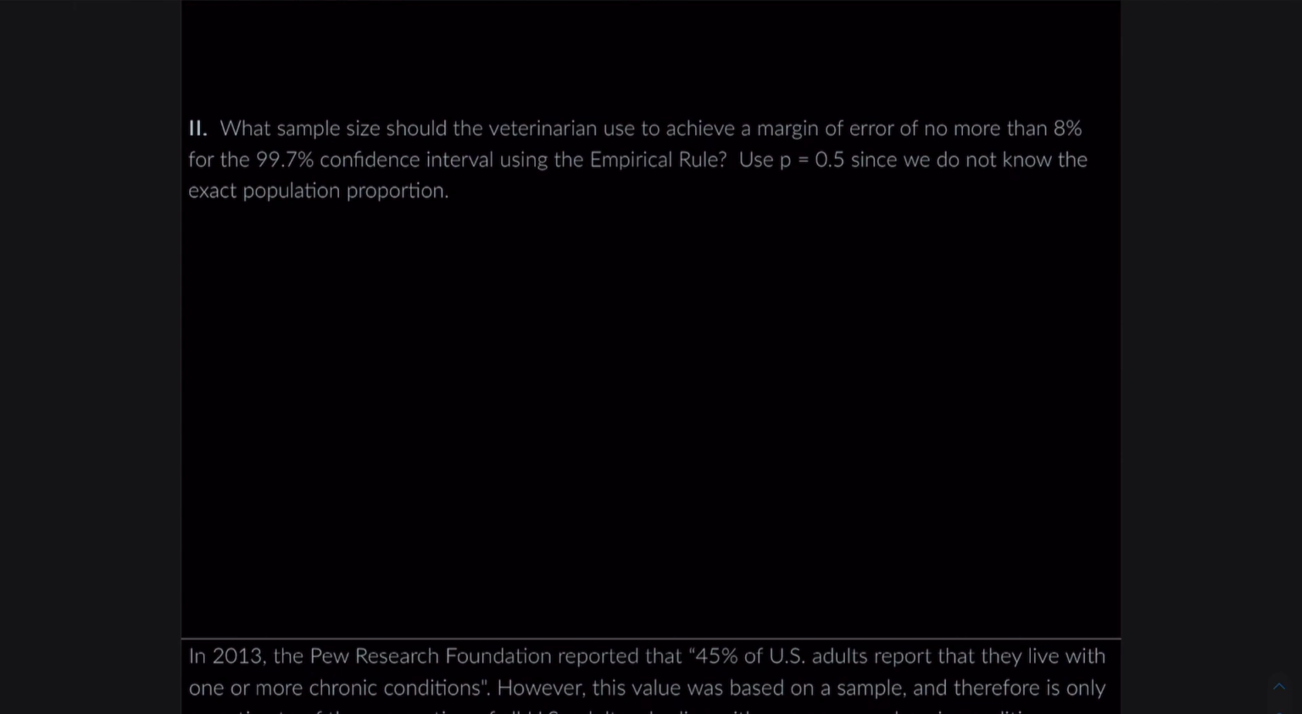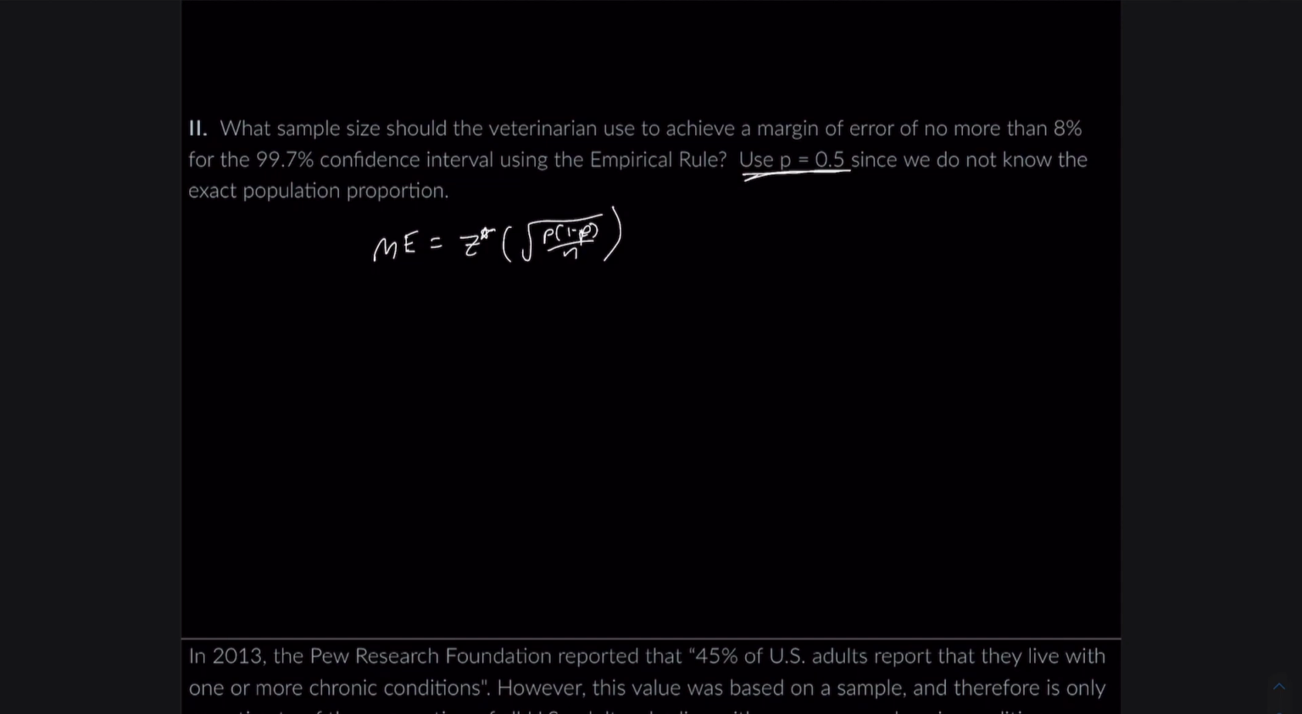All right, so the next part says, what sample size should the vet use to achieve a margin of error of no more than 8% for the 99.7% confidence interval using the empirical rule? And it tells us right here to use p equals 0.5 since we do not know the exact population proportion. So if you remember our margin of error definition, ME equals Z star times square root of P(1 minus P) over N.